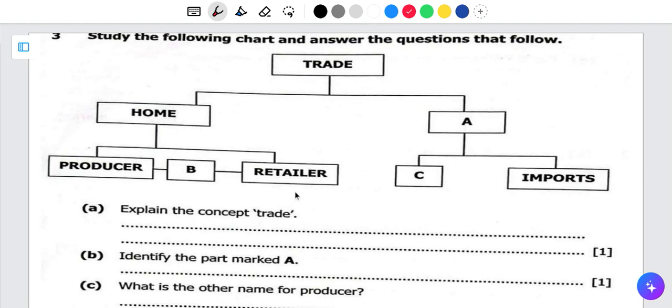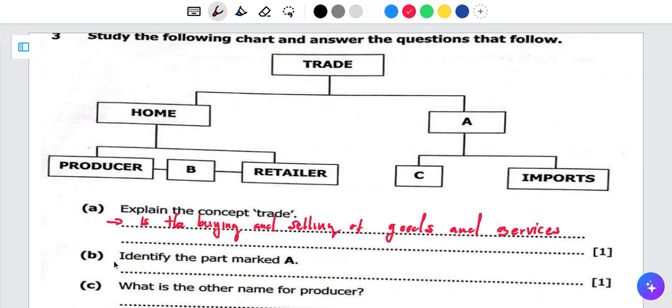Now we have the first question, which says explain the concept trade. So what is trade? Trade just involves the buying and selling of goods and services. As simple as that. So we can say trade is the buying and selling of goods and services. And that's all for the concept, which is trade.